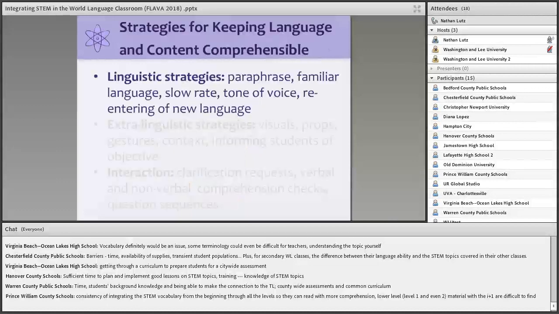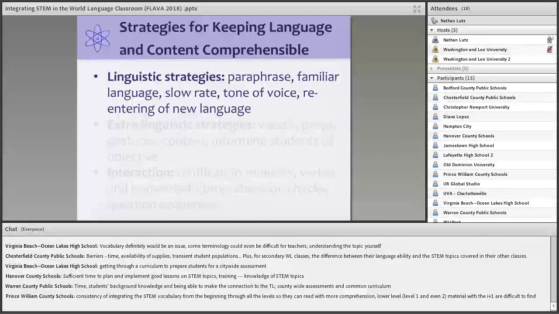Okay, so I'm now going to go through some strategies for keeping language and content comprehensible. One of the categories deals with linguistic strategies. This could be paraphrasing, using familiar language, slowing your rate of speech, adjusting your tone of voice, re-entering new language. These are all language-based things that you can use in order for students to understand.